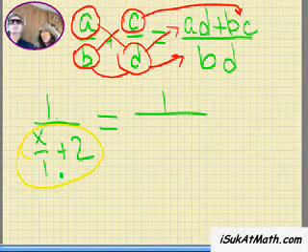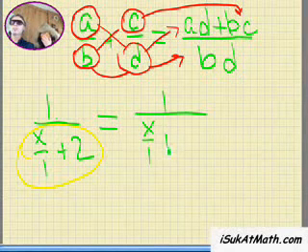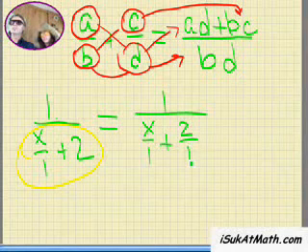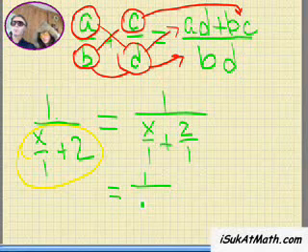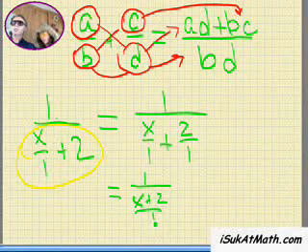Now, how can I add x over 1 plus 2? Well, what you have to do is have the same denominators, right? So 2 is equal to 2 over 1. So I got x over 1 plus 2 over 1. That's looking better. And then you would equal x plus 2 over 1. Over 1. Now what am I going to do with that?